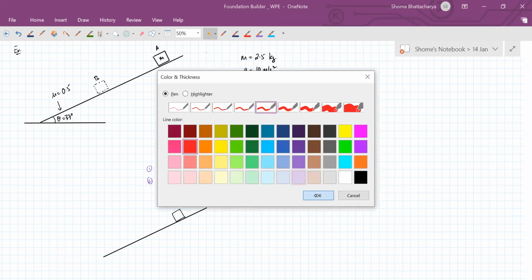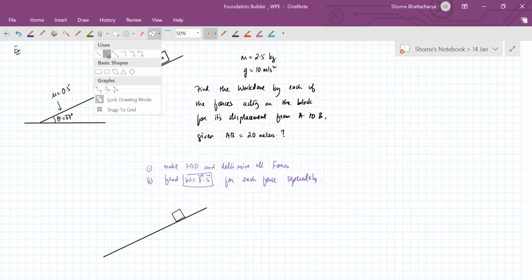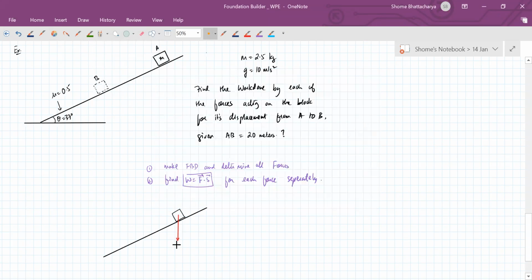So what are all the forces acting on it? You can see that the forces are mg, which is going to act vertically downwards, right? Then normal reaction force, which will act in this sort of direction, and frictional force, which will act in this sort of direction. So these are the various forces which are going to act on the body. Kinetic friction, N and mg.